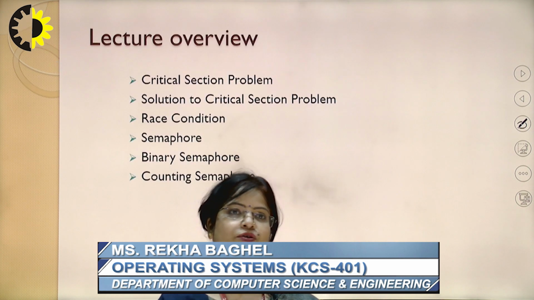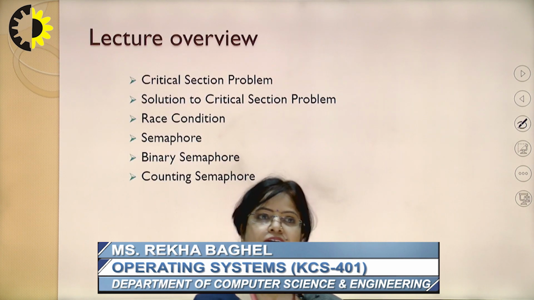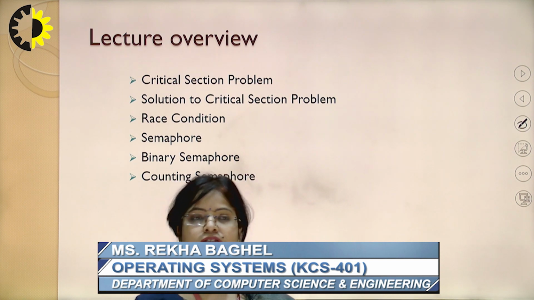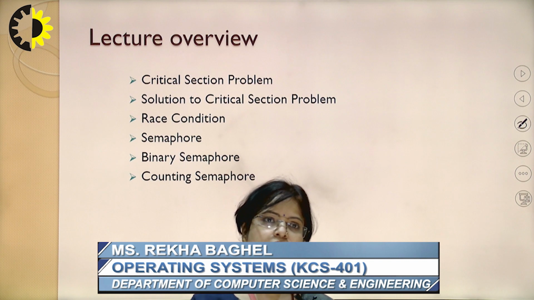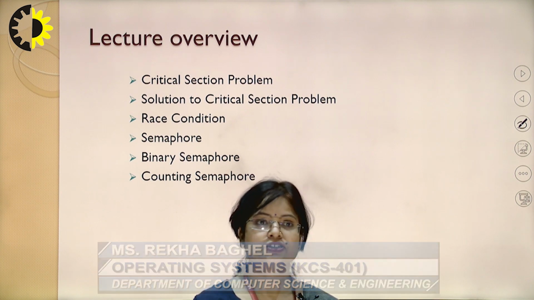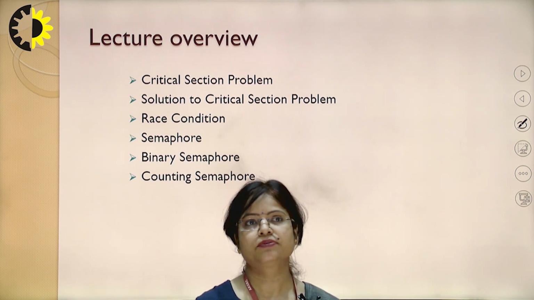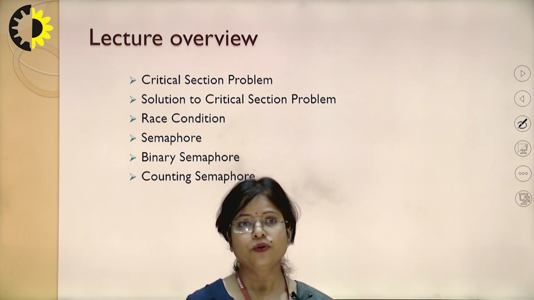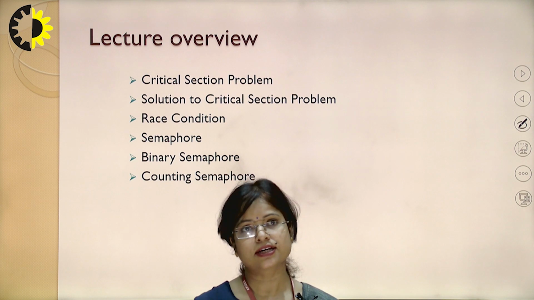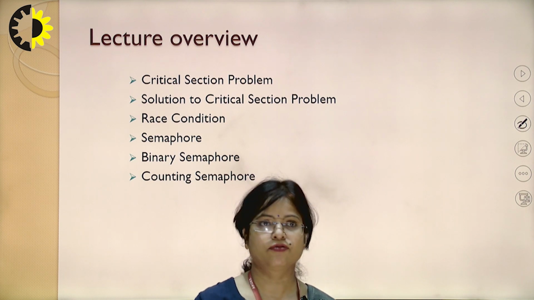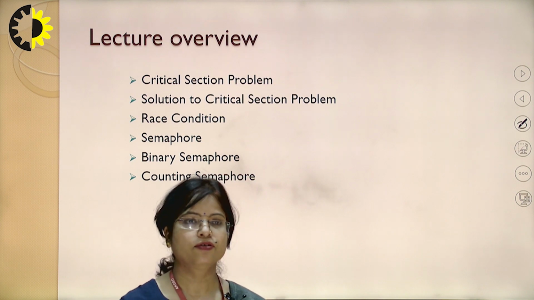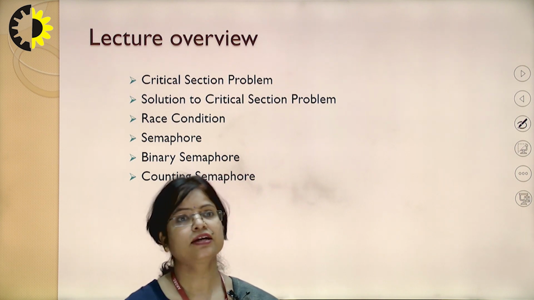So, lecture overview. In this lecture, we will discuss the critical section problem. What is the solution of the critical section problem? Race condition, and what is the connection between the critical section problem and the race condition. How we can solve the critical section problem using the semaphore. Next, we will discuss different types of semaphores: binary semaphore and counting semaphore.